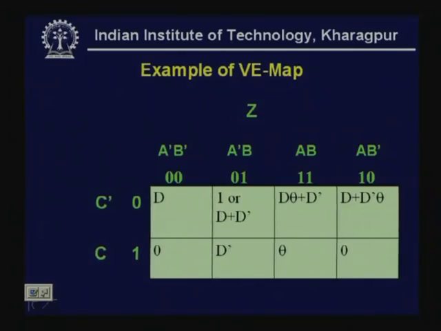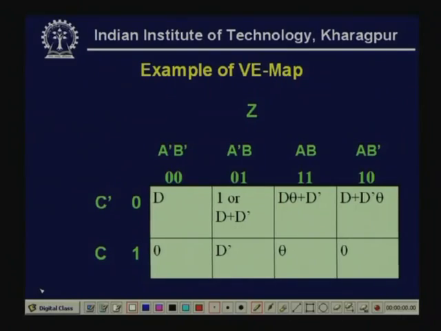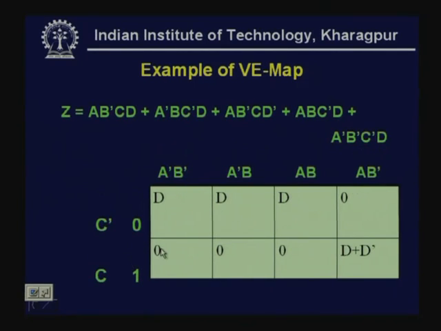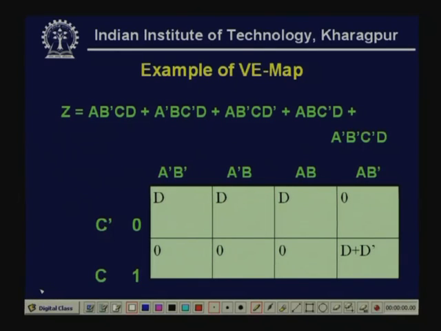So this is the summary. That means the 4 by 4 map is reduced to 2 by 4, from 4 variables to 3 variables, as if these 1s and 0s are reduced by some combination of the remaining variable, which we have not considered in the kernel map. So this is the concept of the map entered variable. This is another example of 4 variables, and here we have simply considered D as the map entered variable. So D is MEV.